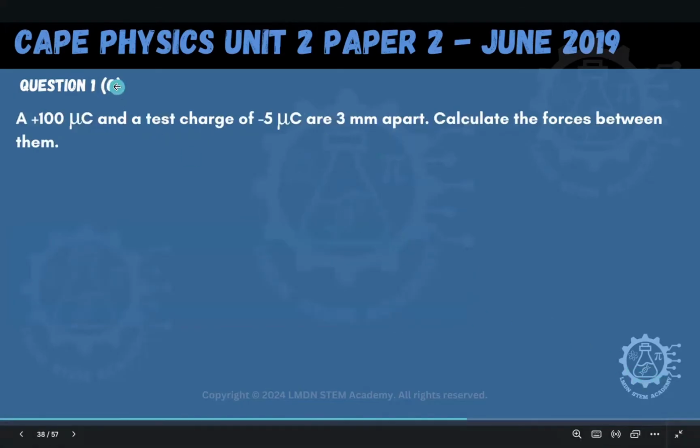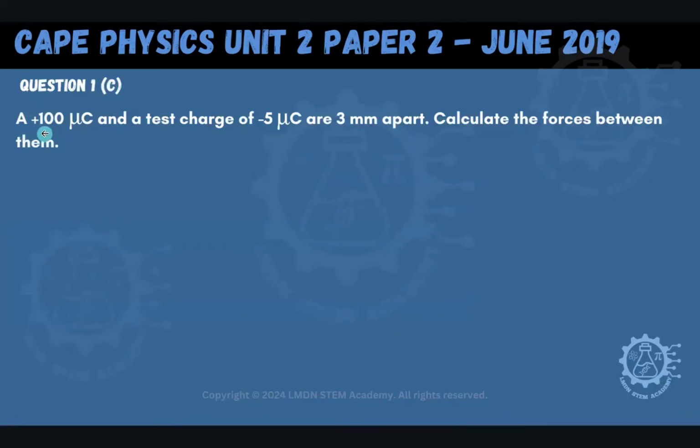Okay, so we're at part C, and part C says a positive 100 microcoulomb charge and a test charge of minus 5 microcoulombs are 3 millimeters apart. Calculate the force between them. Okay, so here it is now, guys, that we have 2 charges, right? So we can say perhaps that this is our Q1, this is our Q2, right? We have 2 point charges. And then we have a distance that separates them. So presumably that is our R, and they want us to find F, right?